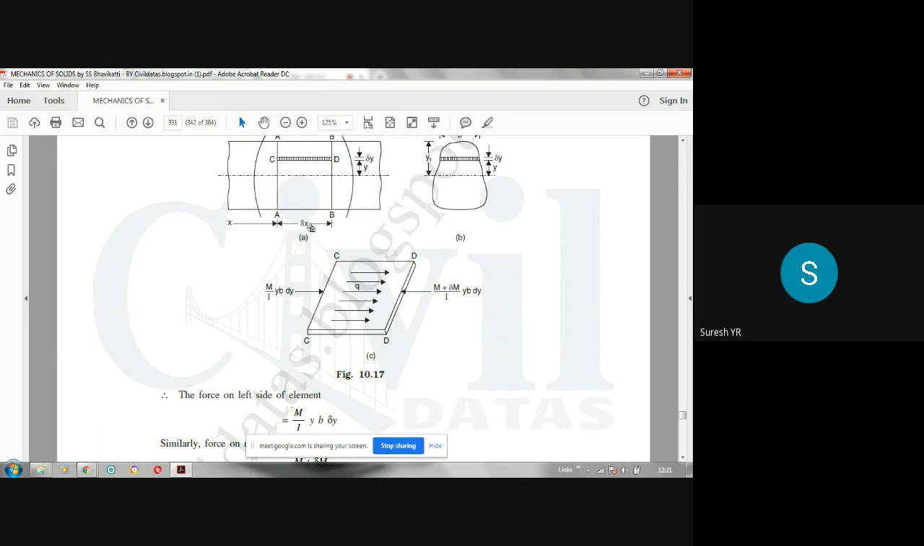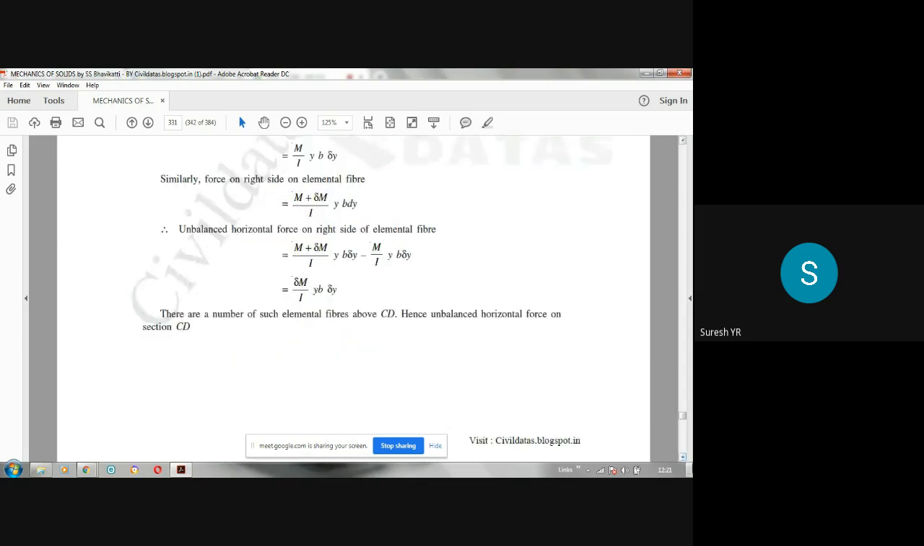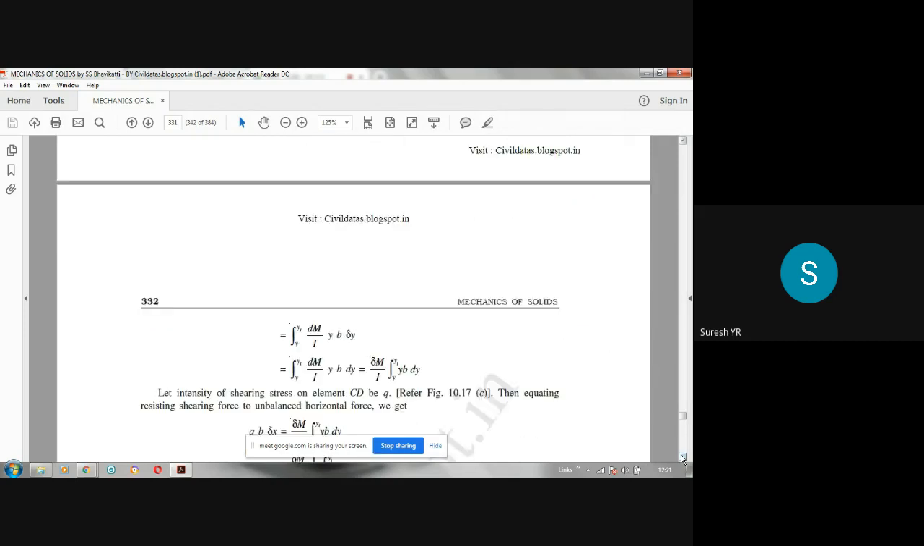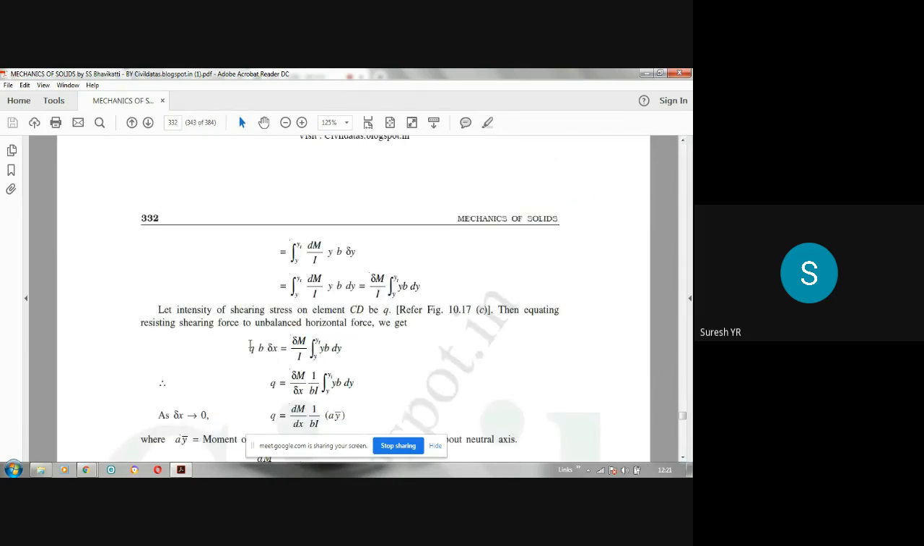B into delta x is the area over which shear effect will be there. So we have to multiply that q by b into delta x. So q into b into delta x is the shear force. q is the shear stress, b into delta x is the area. So shear stress into area gives the shear force. So q into b into delta x is the shear force acting over that elemental strip CD, and that should be equated to this unbalanced horizontal force.